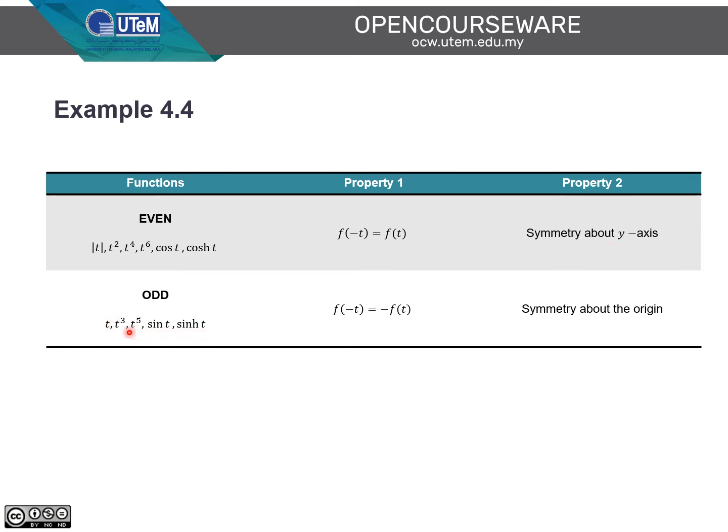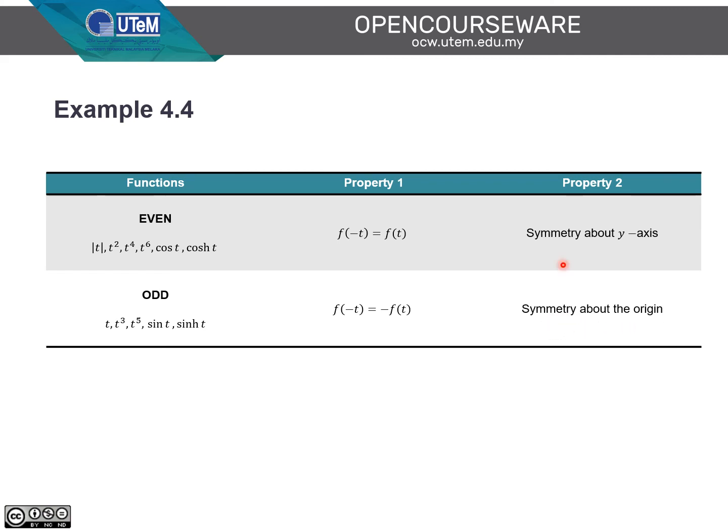Here are the examples of odd functions. So we have t cubed, t to the power of 5, a polynomial to the power of an odd number, sin t, and sinh t. Recall that the property of an odd function is f(-t) equals -f(t), and property 2 is that the plot of the odd function is symmetrical about the origin.